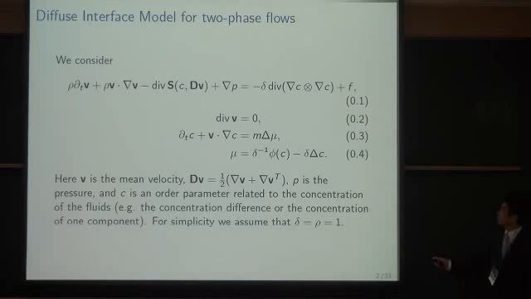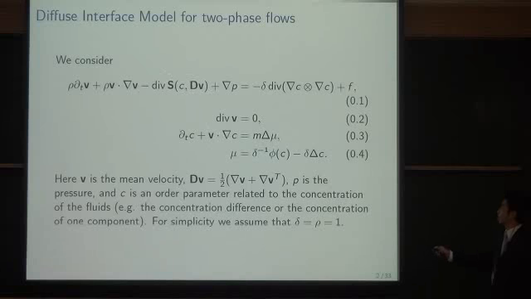We consider a diffuse interface model for two-phase flow. The equation is something like a coupled system, a Navier-Stokes type equation coupled with a Cahn-Hilliard equation. Here, this is the Navier-Stokes equation, where rho is density and v is velocity of the fluid, and S is the stress tensor, which depends on C and dv. C is concentration of the fluid.